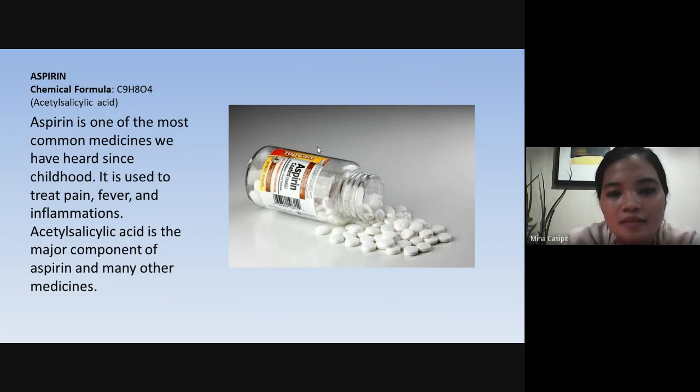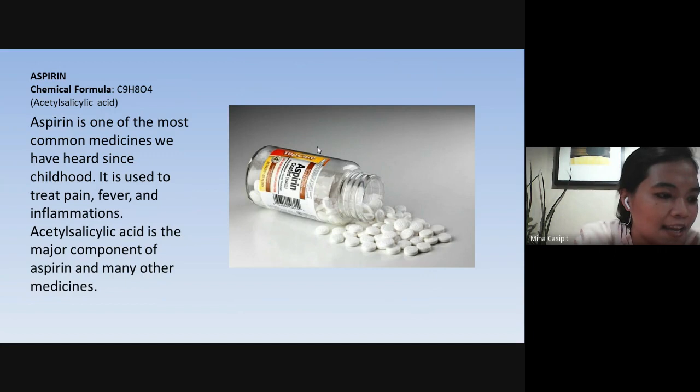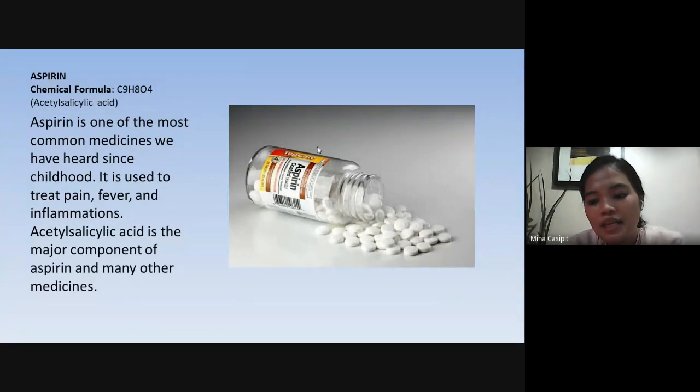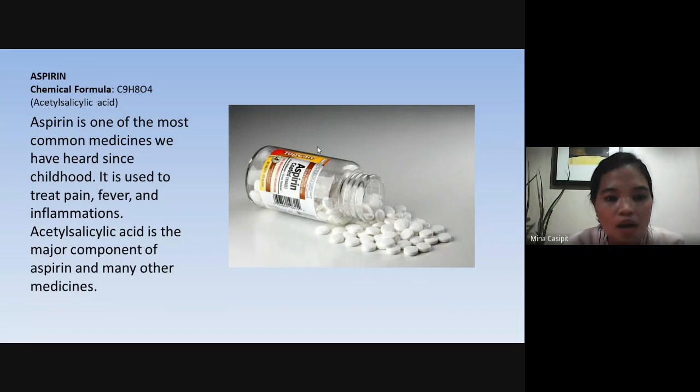So, based on the chemical formula, masasabi ba natin na ionic or covalent ito? C9H8O4. Class, is it an ionic or covalent? Covalent compound, correct. So, yun lang, some lang yun ng mga items na makikita natin or ginagamit natin sa pang-araw-araw that are considered as ionic and covalent compounds.